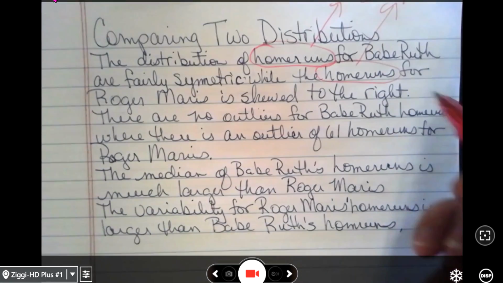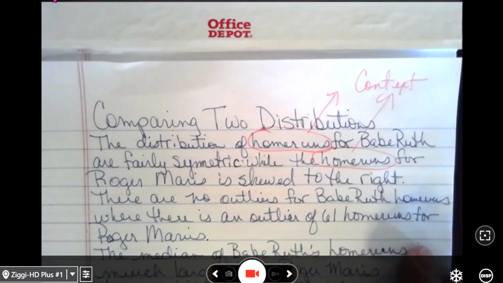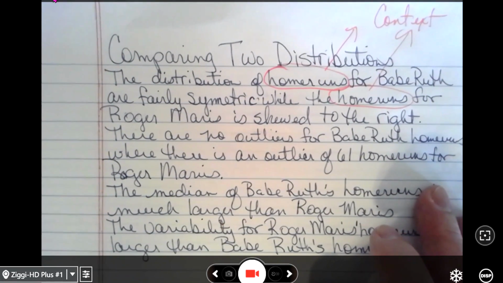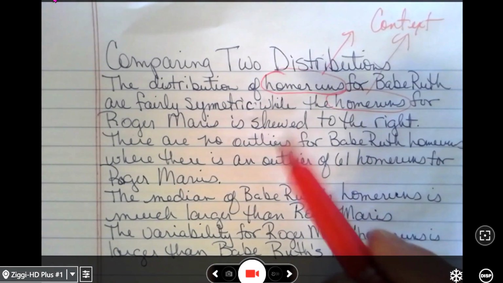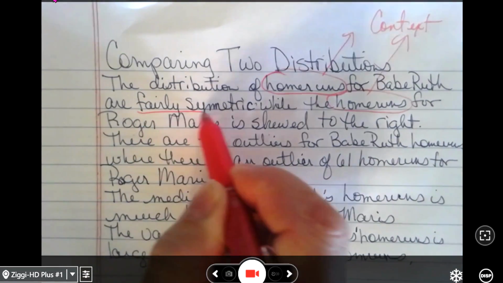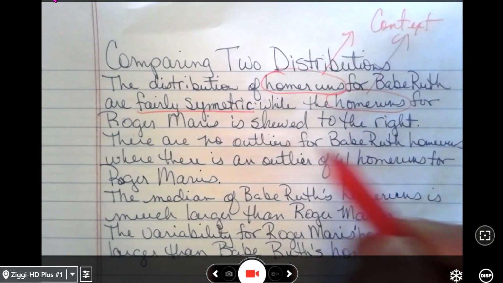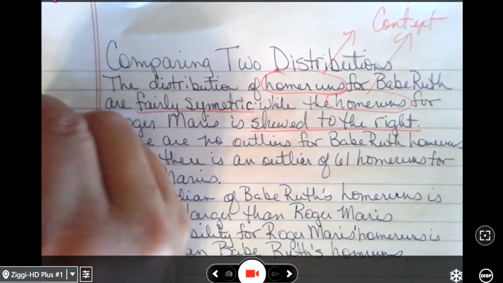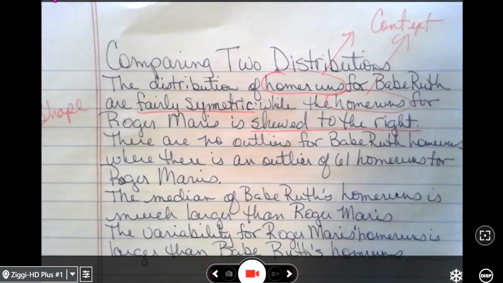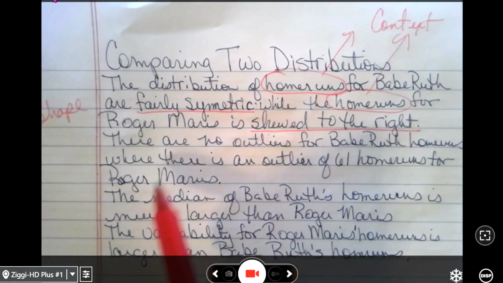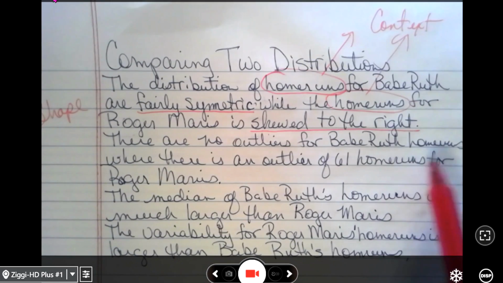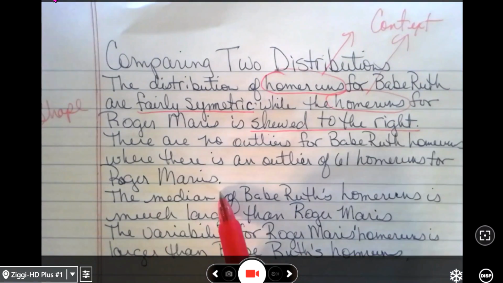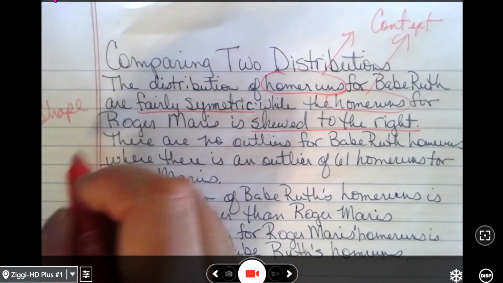And you can't see the word context, so let's do that. There we go. Sorry, I'm moving around a lot. All right, so there's your context. And then I say that one is fairly symmetrical while the other is skewed to the right. So that's your shape. So we have the shape. Shape is done. There are no outliers for Babe Ruth home runs, while there is an outlier of 61 home runs for Roger Maris. So I've talked about the outliers.